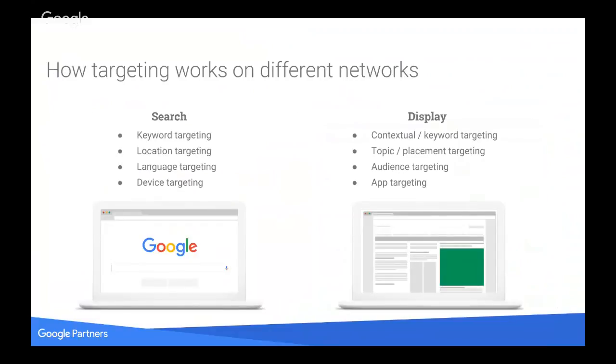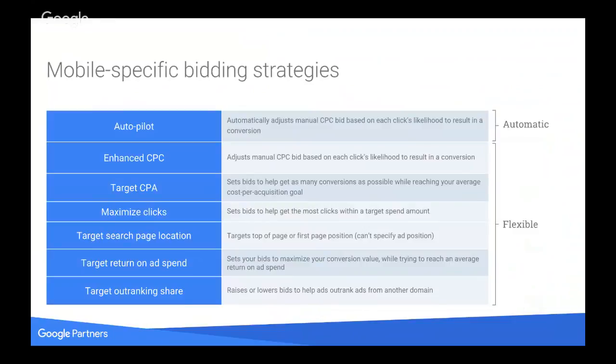And how targeting works on different networks. Like I mentioned, the search network does have targeting options such as keyword targeting, location, language targeting, as well as device targeting, while the display network offers you options of contextual targeting, topic or placement, audience targeting, as well as app targeting to showcase your ads within particular apps.